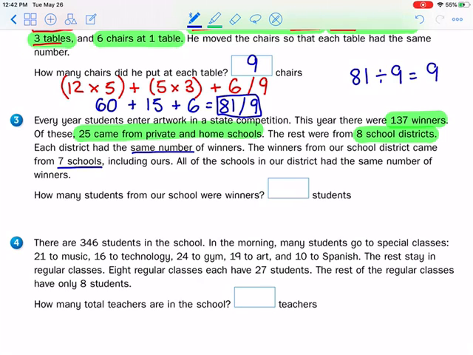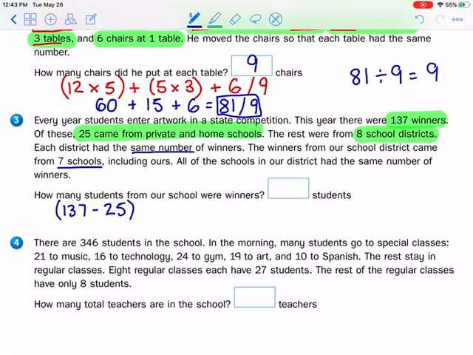Now, this seems very complicated, but if you know what they're asking for, you can work backwards to solve. So they're asking for how many students from our school were winners. Well, what do we have to know in order to figure that out? We have to take that 137, which is the total winners for the whole year, and subtract those students that came from private and home schools, because they didn't come from the school district that they're talking about. That's our first thing that we have to do. We have to subtract that.